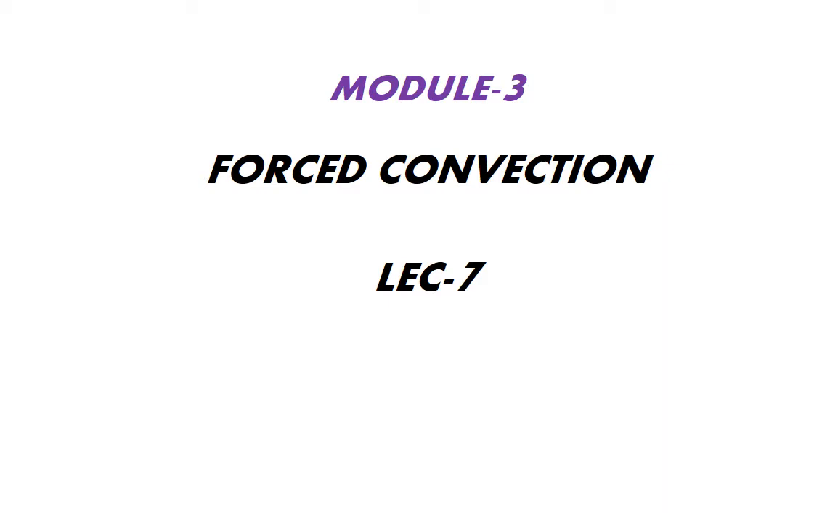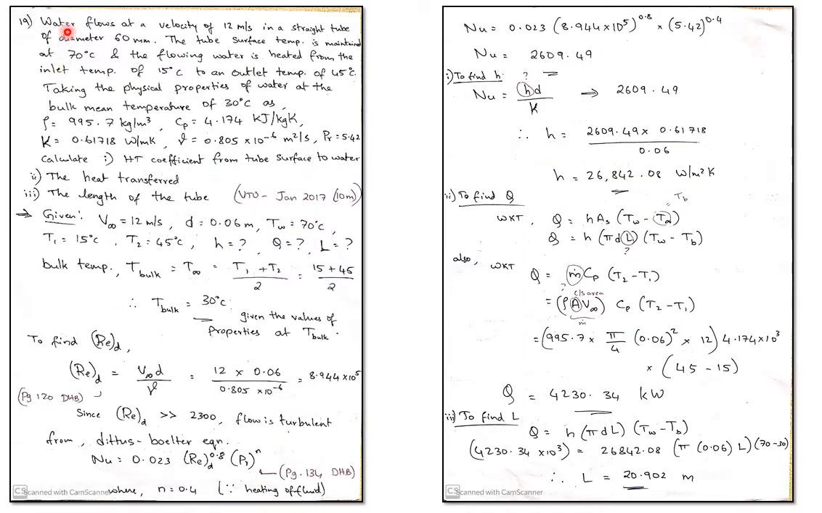Module 3, this is lecture 7 of forced convection. Water flows at a velocity of 12 meters per second in a straight tube of diameter 60 mm. The tube surface temperature is 70 degrees Celsius.